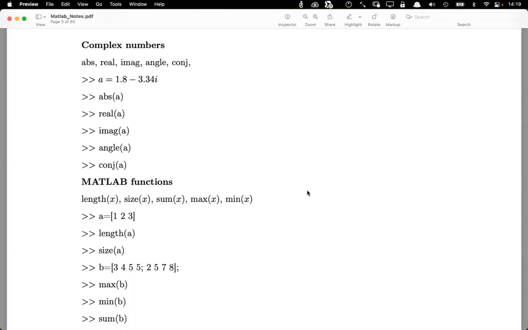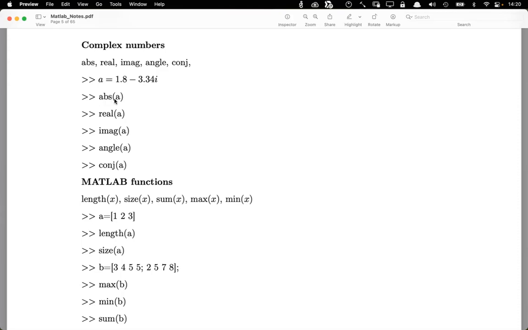Okay, so we continue with chapter 1, the introduction. Complex numbers. A complex number has two parts, the real part and the imaginary part. So this is an example: a equals 1.8 minus 3.34i. We know i is the imaginary unit, right? So 1.8 is the real part, and 3.34 is the imaginary part.